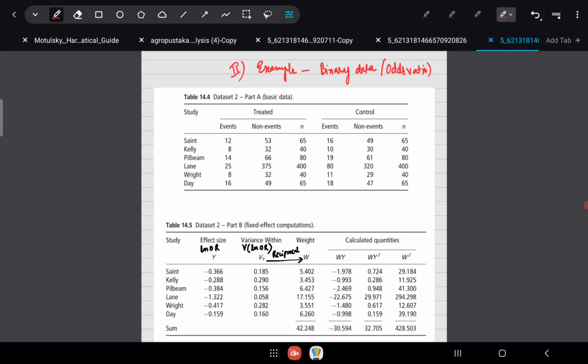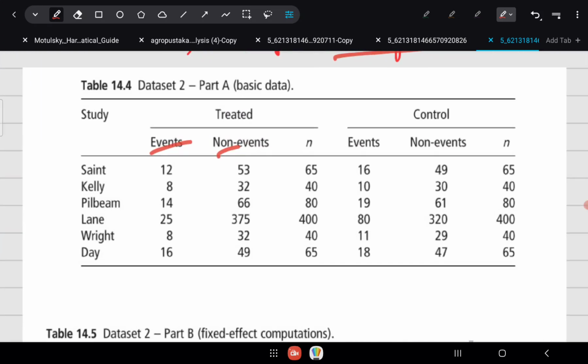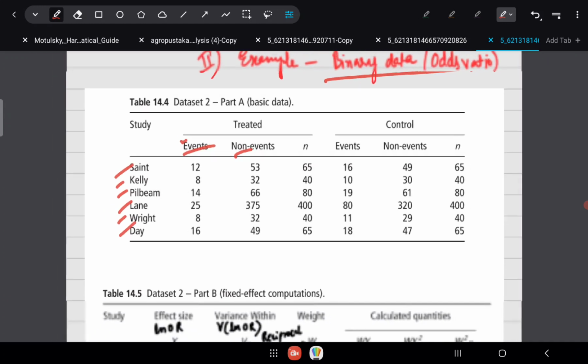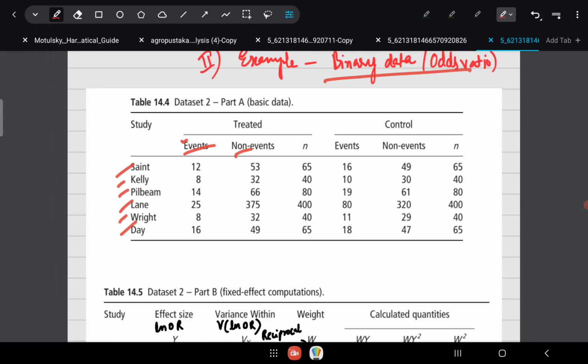Now we'll move to the second example, which is an example of binary data. In this case, we have events and non-events. The event could be death, MACE events, kidney failure, whatever, metastasis. So there are events and then there are non-events. We have 1, 2, 3, 4, 5, 6. Again, we have 6 studies, and we'll do a random effect modeling for this example.